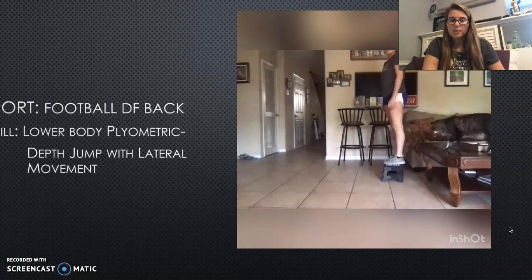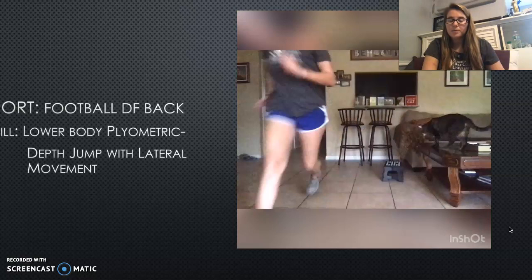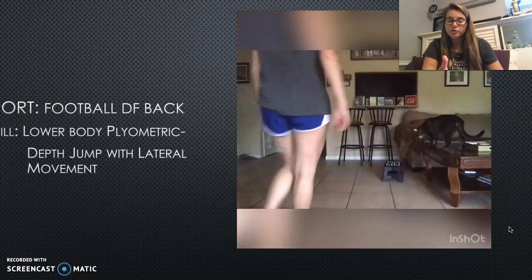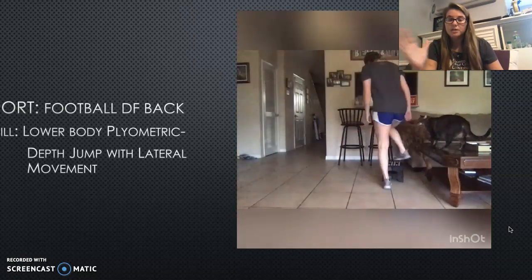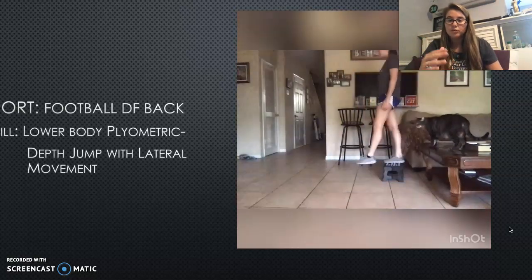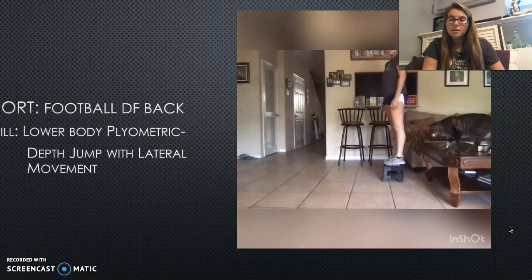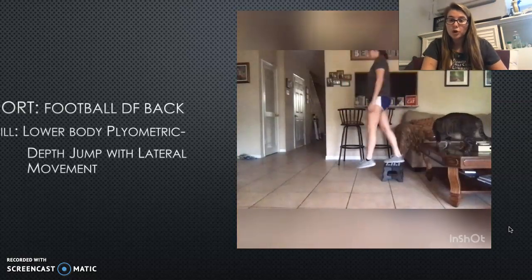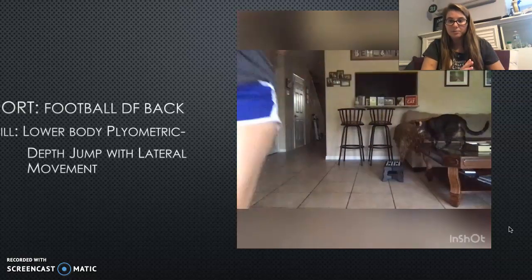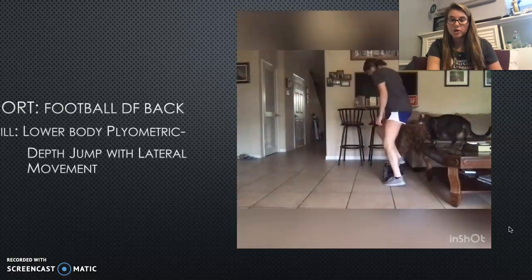My next one is my lower body plyometrics. I picked the depth jump with lateral movement. I don't have a person pointing for me, but usually a person would point as the person is dropping from the box. So they have to react on instinct and go whatever way they point. But this helps because you don't know where the offensive players are going to be, so you need to be able to react as the play is going on.